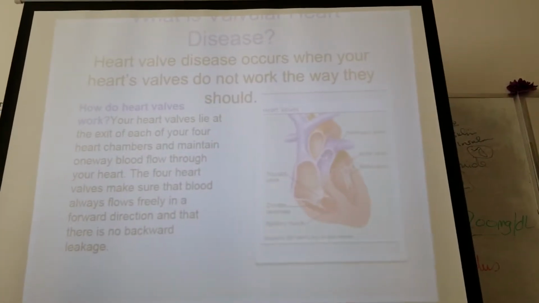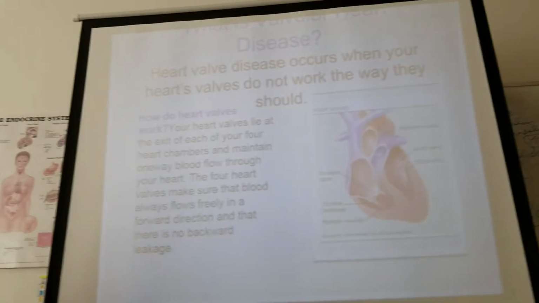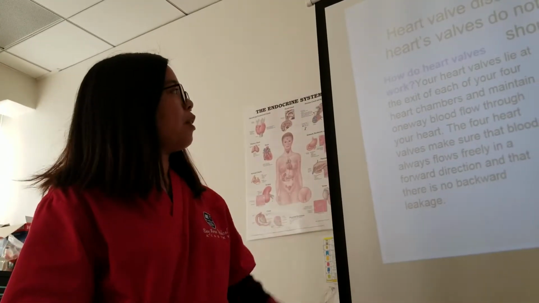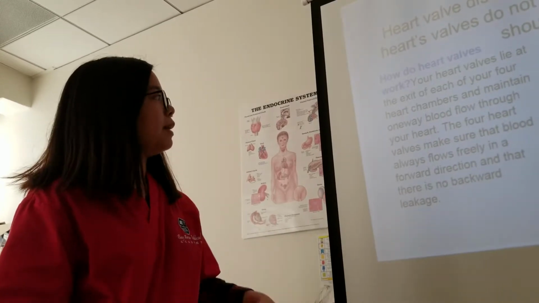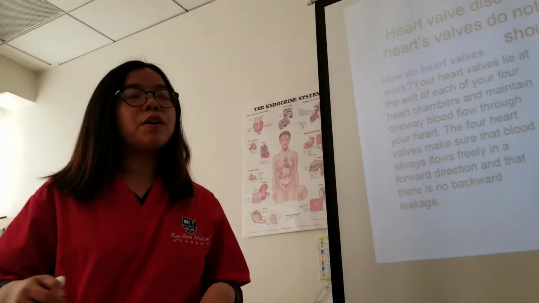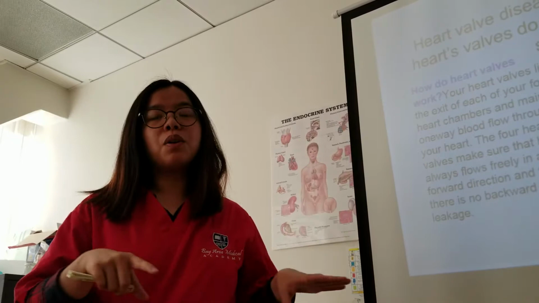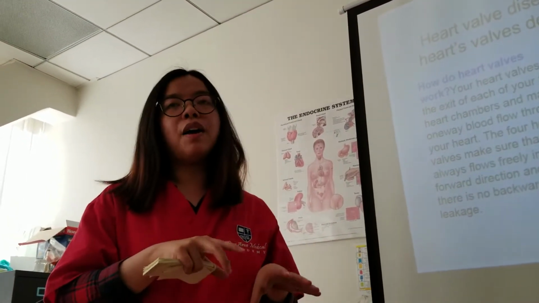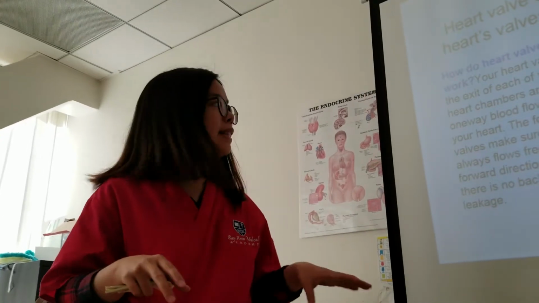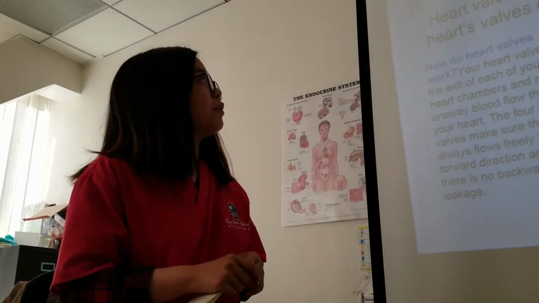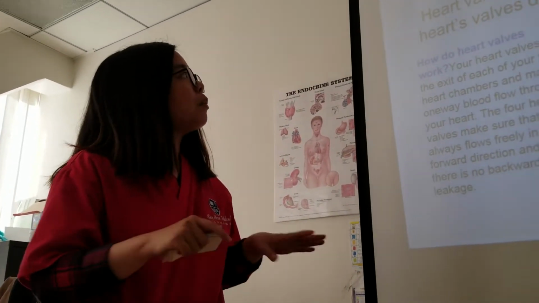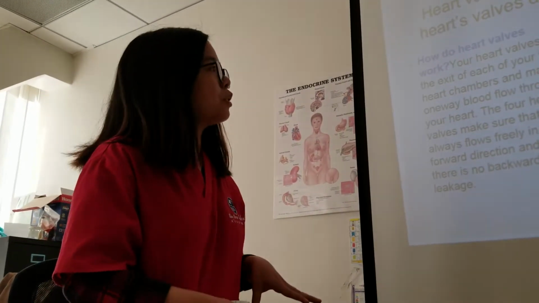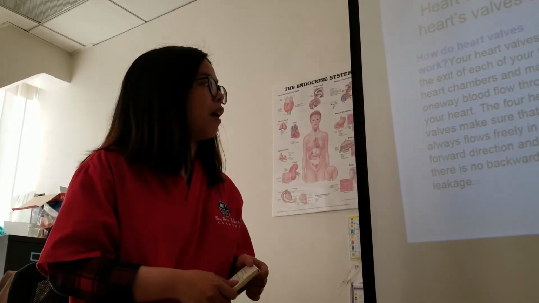And how does the heart valve work? We know that every valve lies at the exit of each of the 4 heart chambers, and maintains the blood going one way forward, with no backward flow and no leakage. And if the valve does not work the way it should, then there is some problem with the valve.